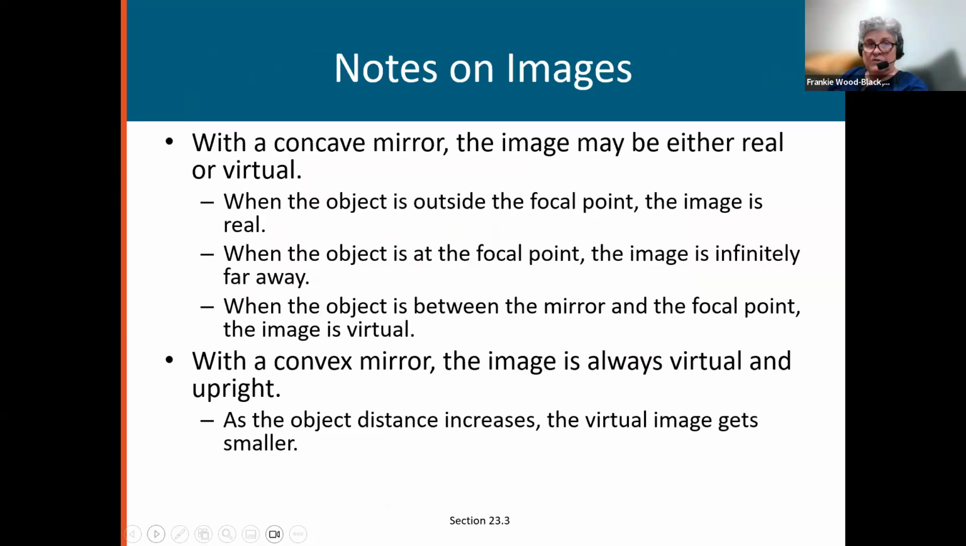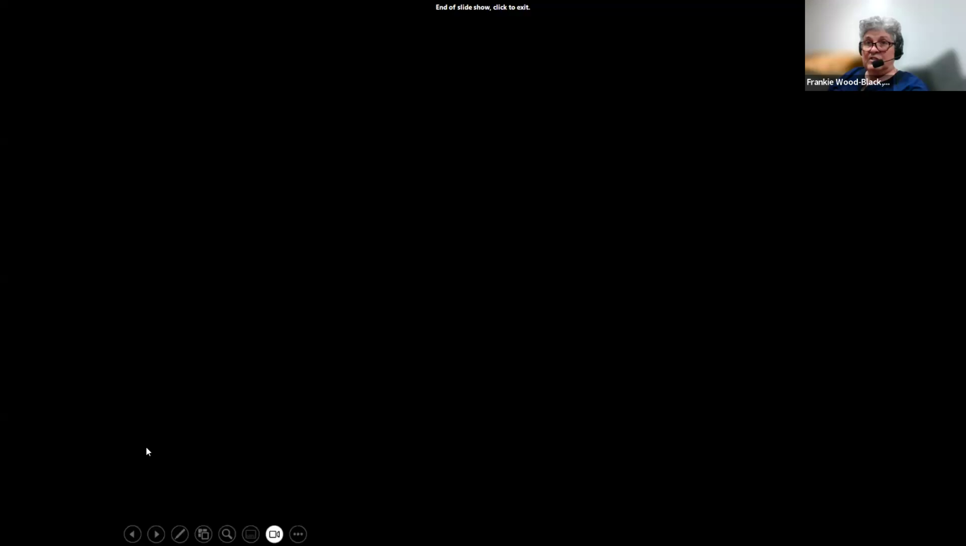So just a few notes. Concave mirrors, I can have either a virtual or a real image. Convex mirrors, it's always going to be a virtual image. Now my virtual images, I'm sorry, will be upright. It will be in the same direction as my objects are. My real images will be inverted. So you do get that that's out there. So that gives you your introduction to mirrors.